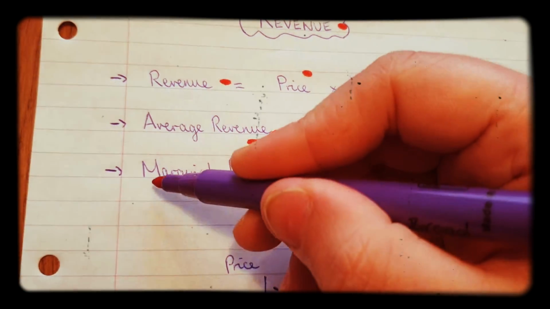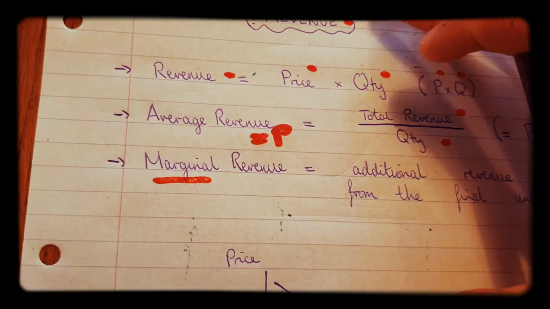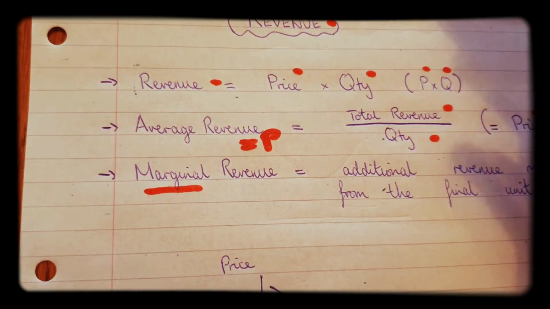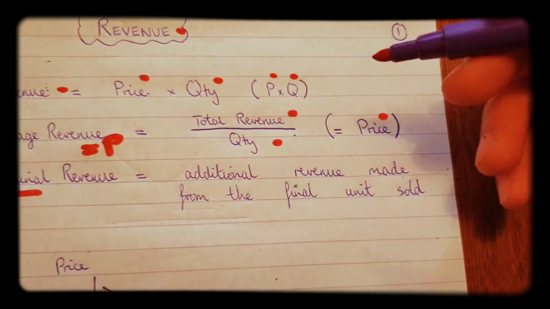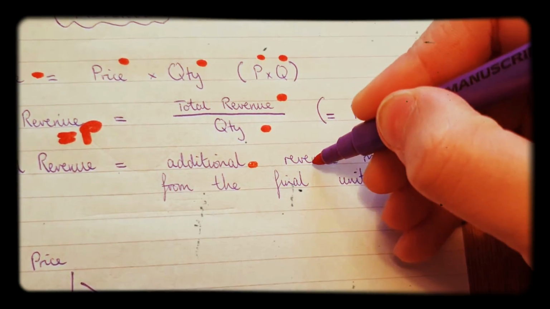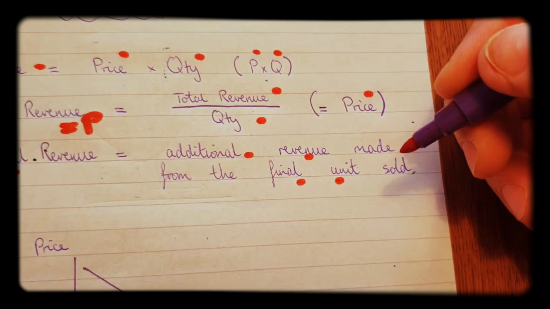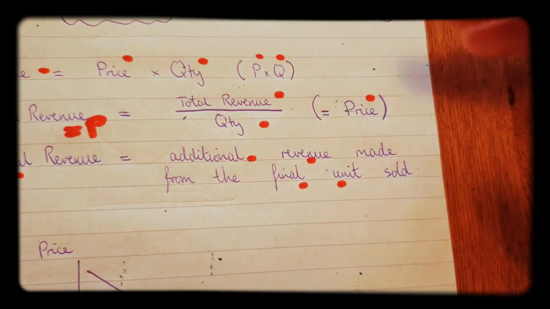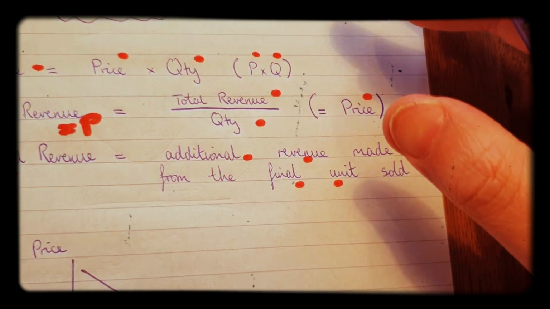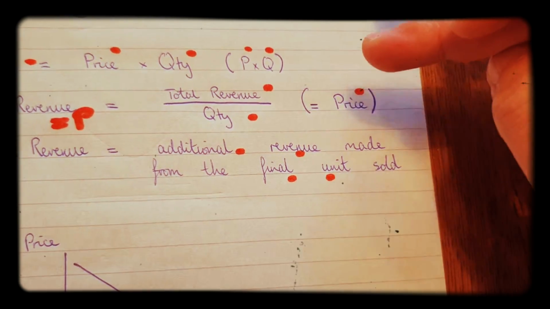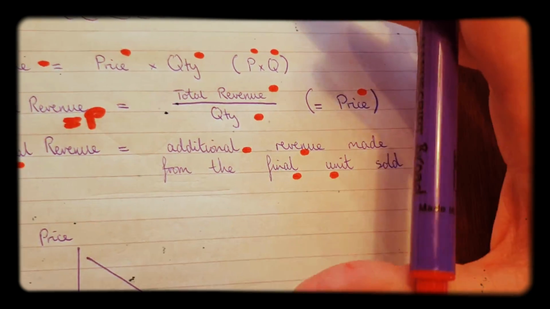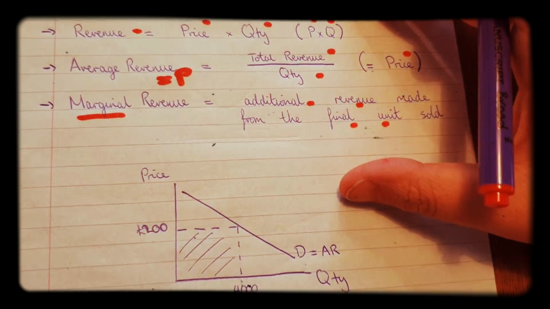Marginal revenue, what is that? Again, this word marginal is very important to remember, so remember what exactly it means. Marginal revenue is the additional revenue that is made from the final unit sold. So let's say you sold 1,000 units. What was the additional revenue you made when you sold the 1,000th unit? That would be the marginal revenue.